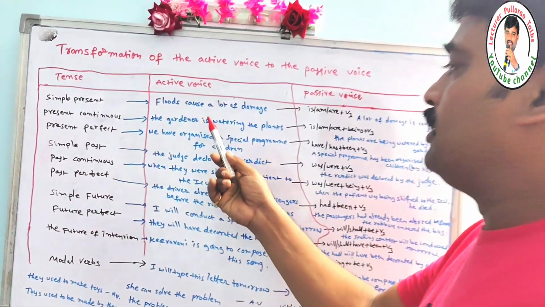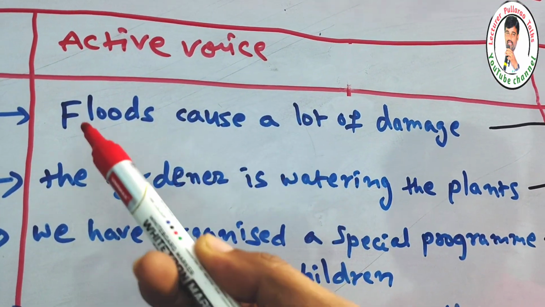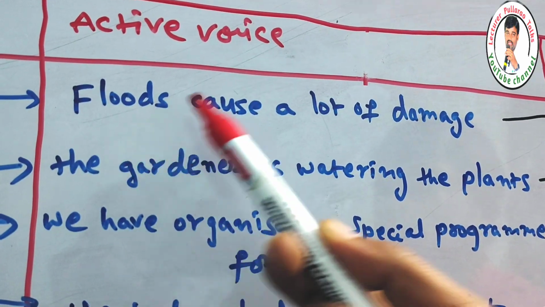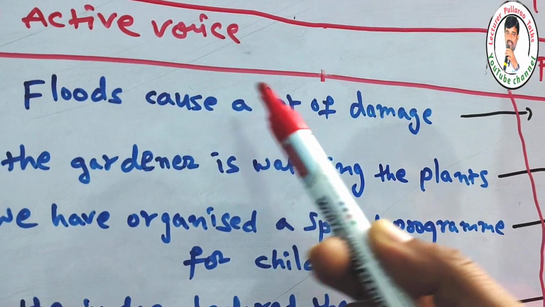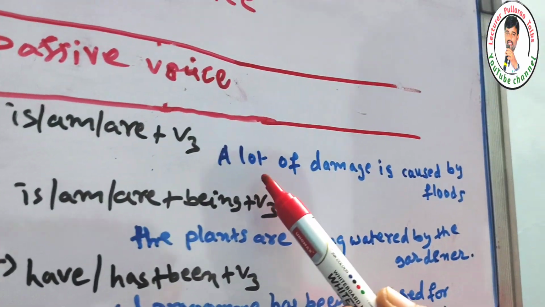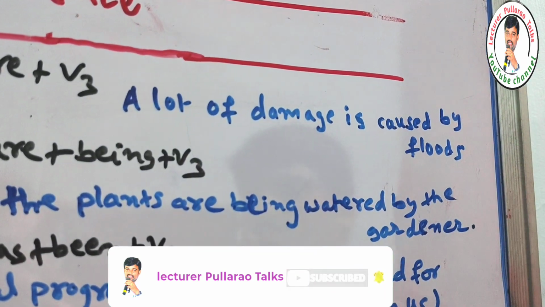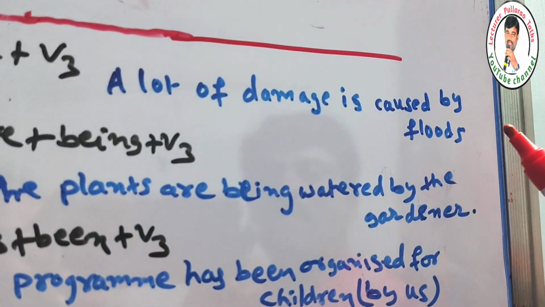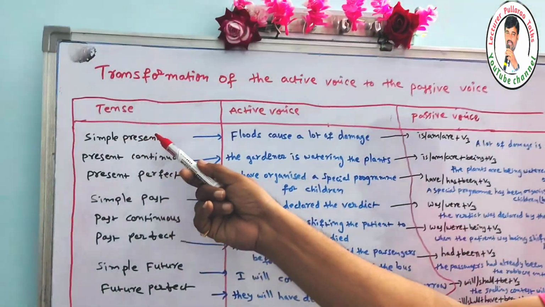Now look at this example. A lot of damage, this is the object. Floods, subject. Cause, this is the verb. Floods cause a lot of damage. So I'll begin the sentence with the object; this object becomes subject and this subject becomes object. A lot of damage is caused by floods. Okay, so this is about simple present.